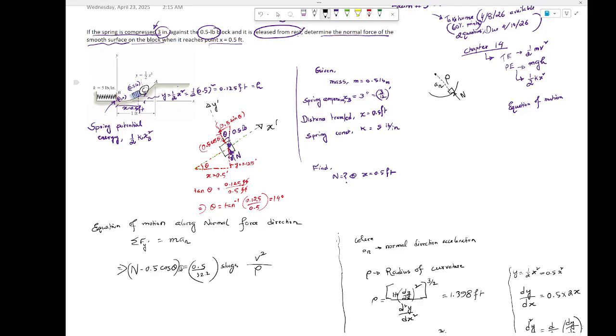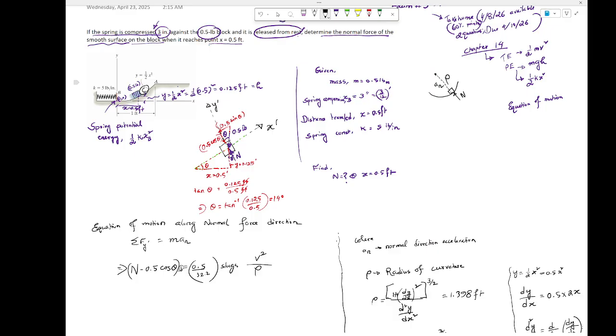Now here's the clue. At point B, it was at rest. Does it mean that it doesn't have any kinetic energy? Because half of mv squared, v is 0 at point B. Okay, it does mean that. So at point B, there is no kinetic energy.